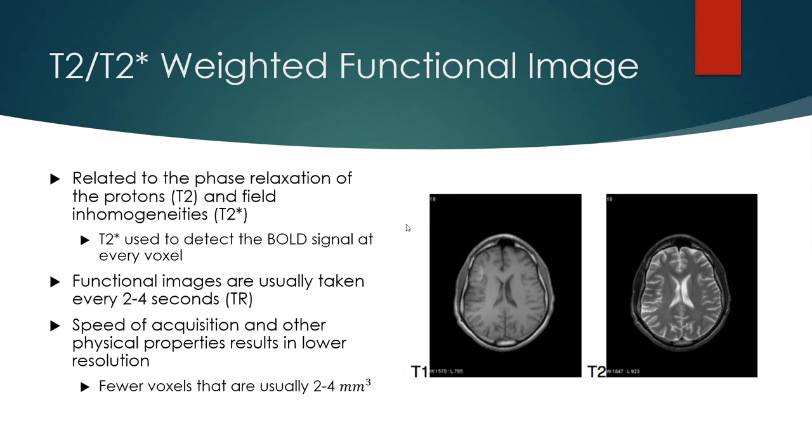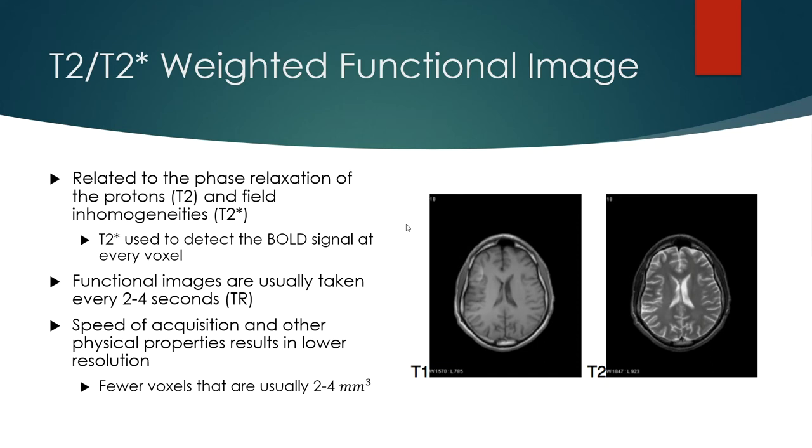The voxels are bigger. But if we have a structural scan of someone's brain and we have a functional scan of someone's brain, we can map the functional stuff onto the structural stuff. So we can actually take the low resolution stuff and project it into the high resolution space. And this is where we're actually picking up the bold signal.